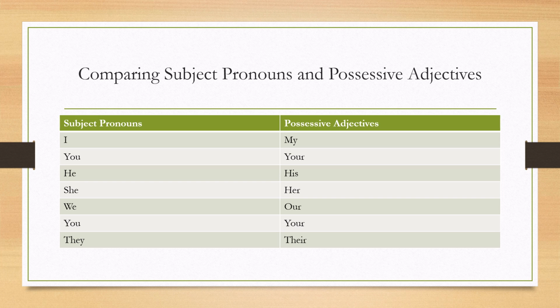Comparing subject pronouns and possessive adjectives. Our subject pronouns are I, you, he, she, we, you, they. Possessive adjectives are my, your, his, her, our, your, and their.